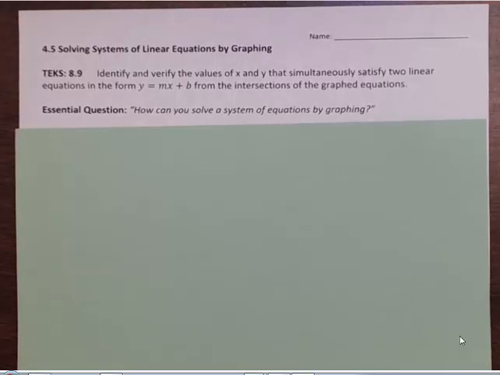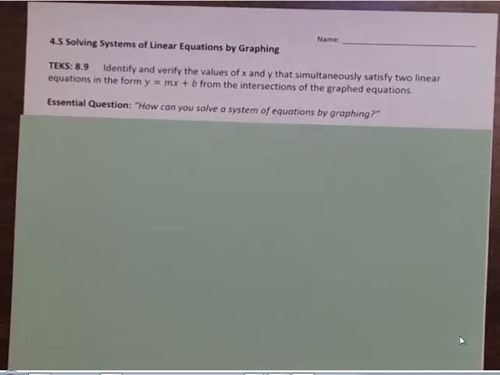Hey guys, today we're going to be talking about 4.5, which is solving systems of linear equations by graphing. The TEK that we're focusing on is 8.9, which is identify and verify the values of x and y that simultaneously satisfy two linear equations that are in the form of y equals mx plus b from the intersections of the graphed equations.